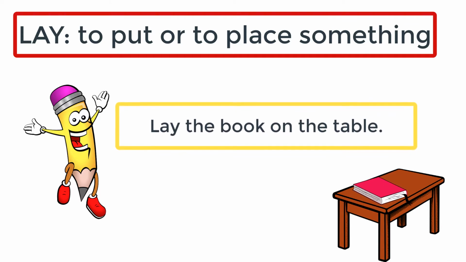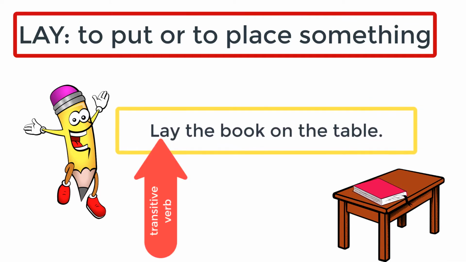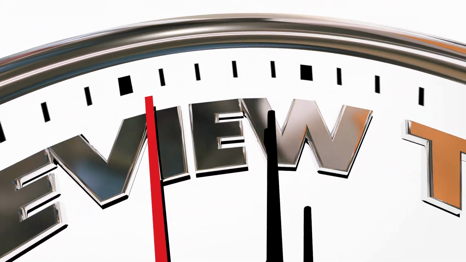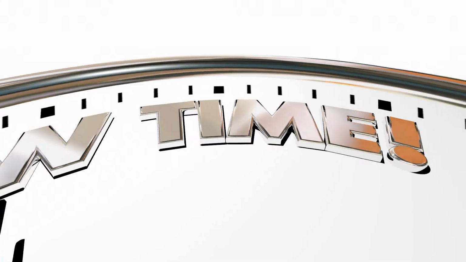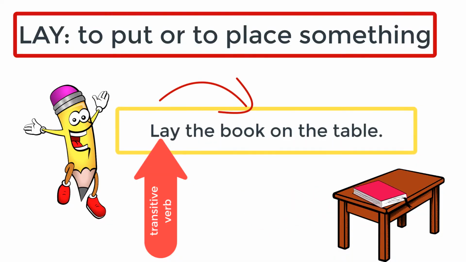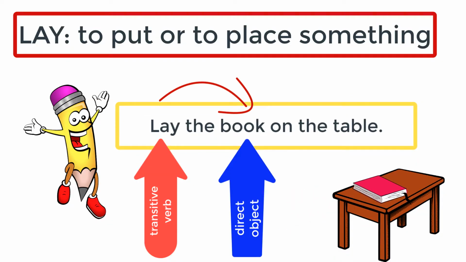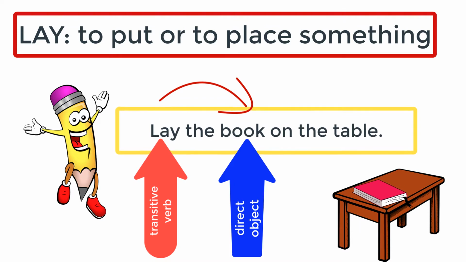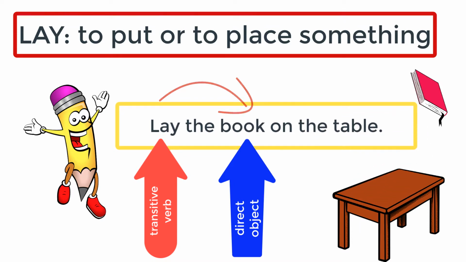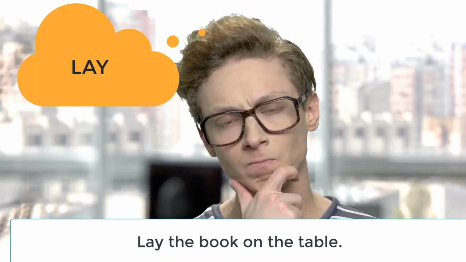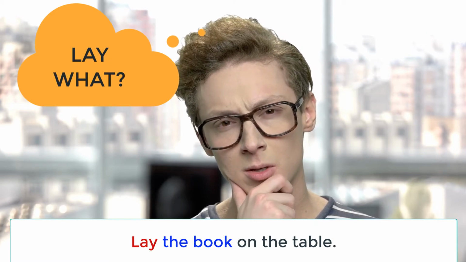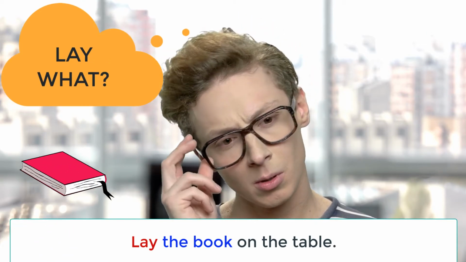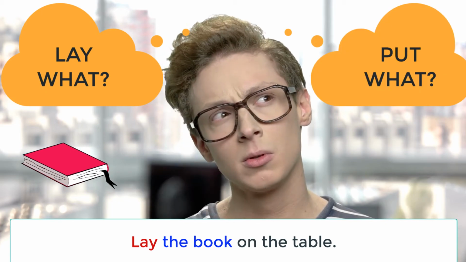Something to note about the verb lay is that it is a transitive verb. In a previous video, we learned about transitive and intransitive verbs. A transitive verb needs a direct object because it must transfer its action onto a direct object. So when you think of the verb lay, ask yourself, lay what? Put what?